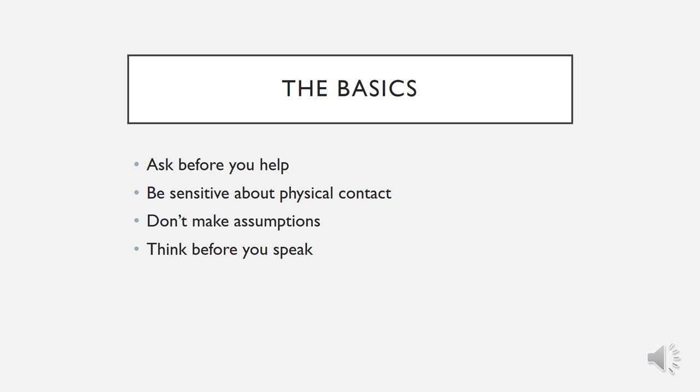Physical contact. Touching a person's crutches, wheelchair, or cane is an invasion of personal space. Those devices are an extension of their person, and touching them is a violation of that. Also, don't place your coat or personal items on a person's wheelchair.